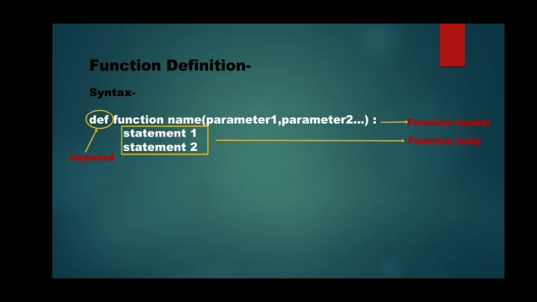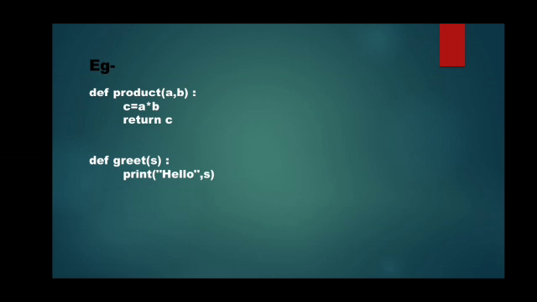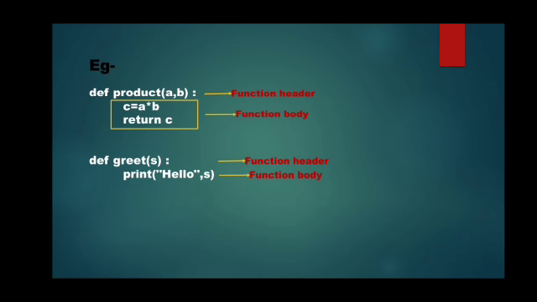Now let us understand it with the help of an example. Here I have taken two function definitions. These are the header lines of the function definitions, and then these are the bodies. Now, let us understand this function in detail.